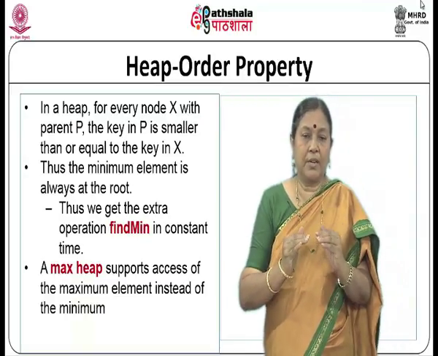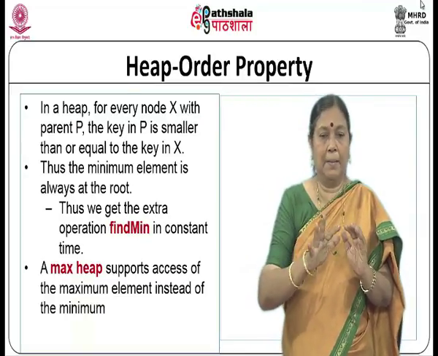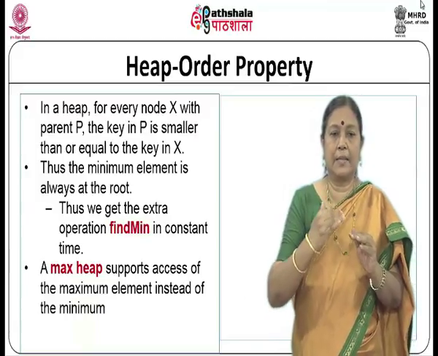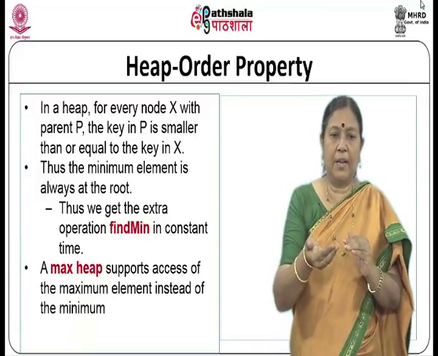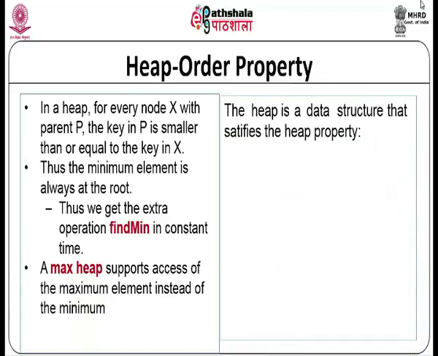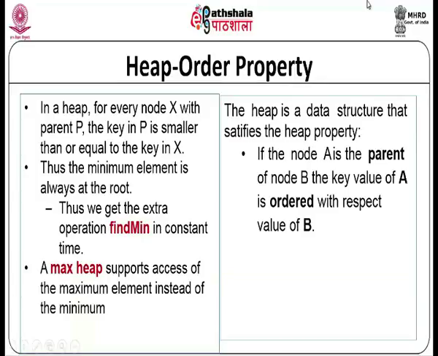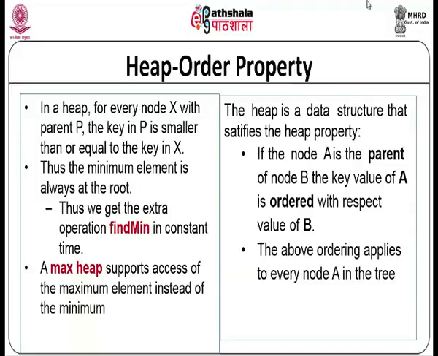Okay. So, we will take one at a time. Min heap says that the parent will have a key value which is smaller than the child. So, this heap is a data structure that will satisfy this heap property: if a node A is the parent of node B, the key value of A is ordered with respect to the value of B. That is all we are saying. The ordering can be minimum or maximum, descending or ascending, that does not matter, but that ordering should be there, and it applies to every node A in the tree. So, that is all we are talking about with the heap order property.